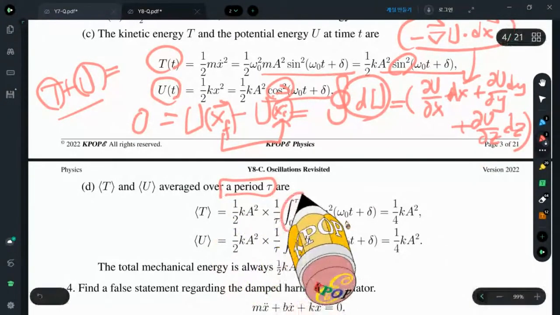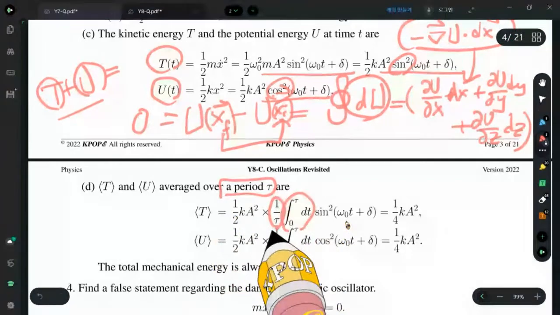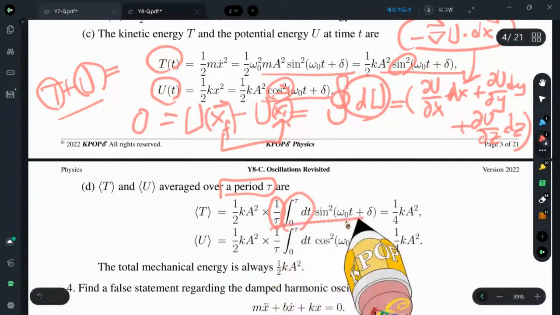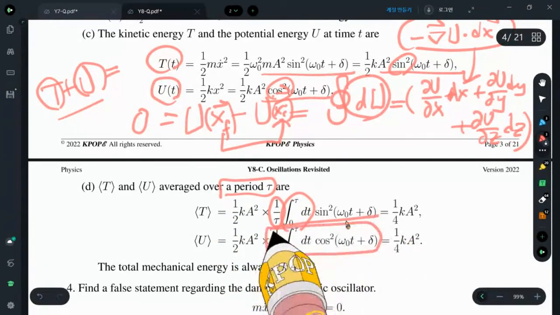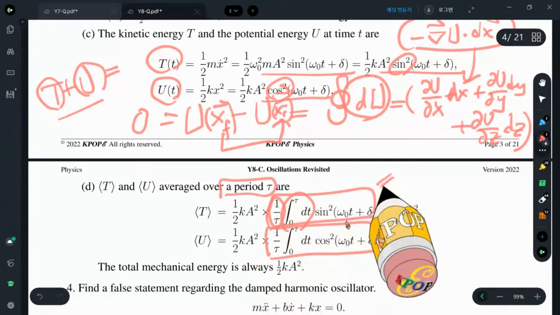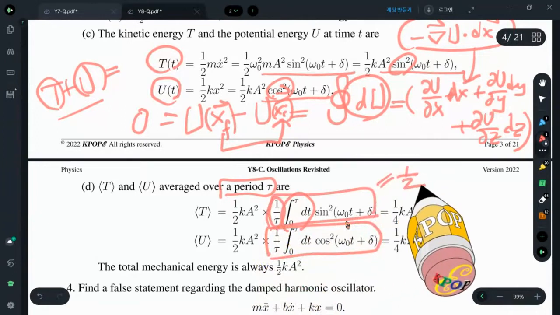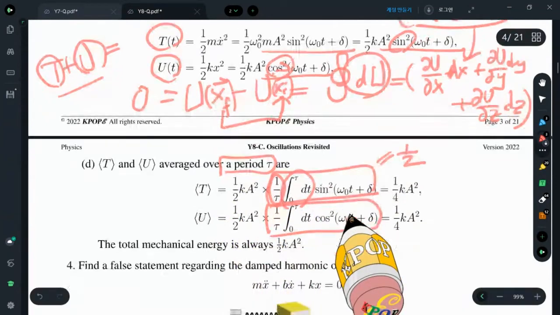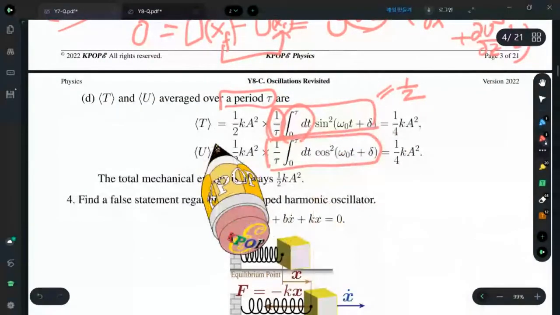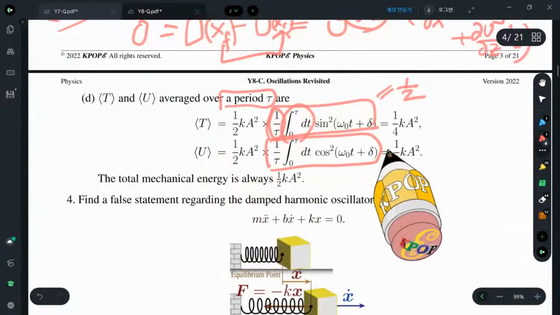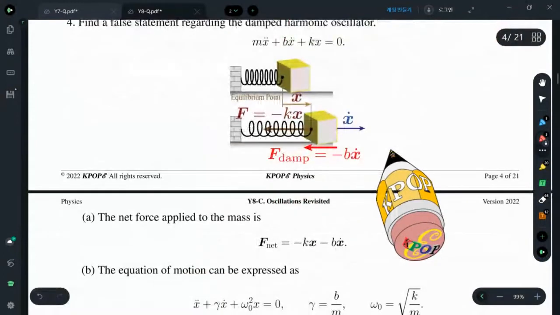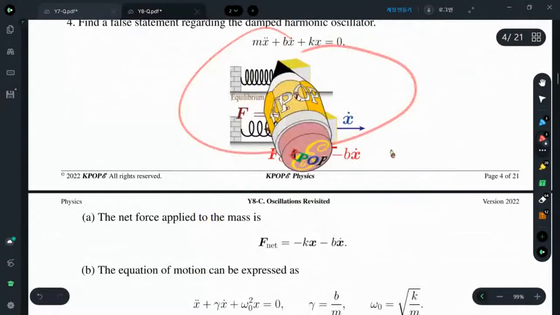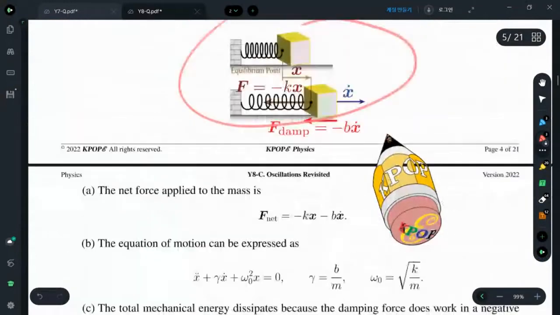So average means the time integral divided by the period. And this trivial integral can be done by a high school student. Everybody knows that it is 1/2. That's the reason why the final result is 1/4 Ka squared for both kinetic and potential energy. This is a simple harmonic oscillator.